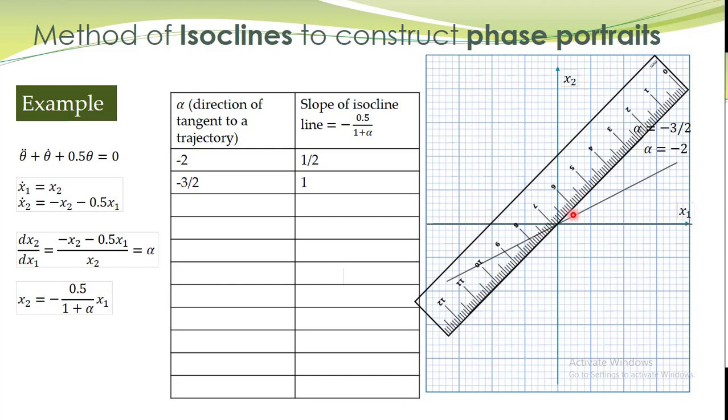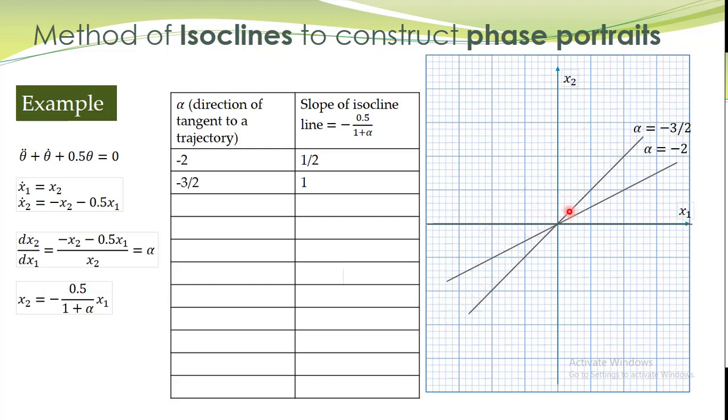If you are not comfortable with this, you can use a protractor to draw these angles. Corresponding to that alpha, you determine the angle of the line and draw that particular line using a protractor. So I have drawn it over here, alpha equal to minus 3 by 2. Remember that this alpha is not the slope of the line. What is alpha? Alpha is the slope of trajectories which will be passing through these lines.